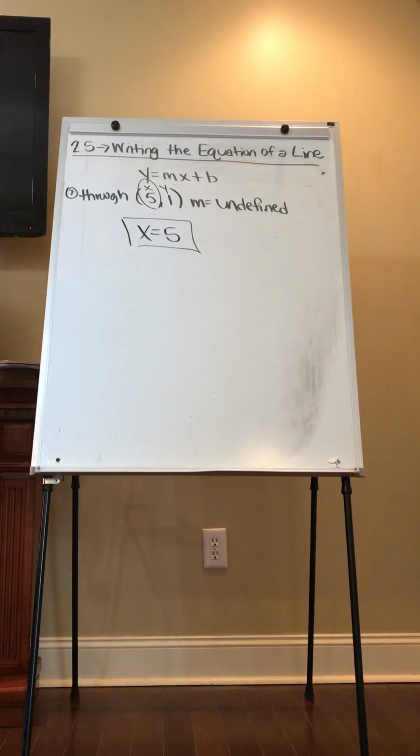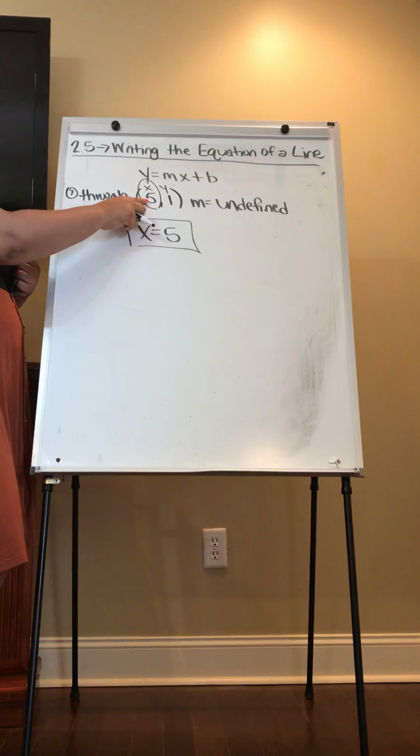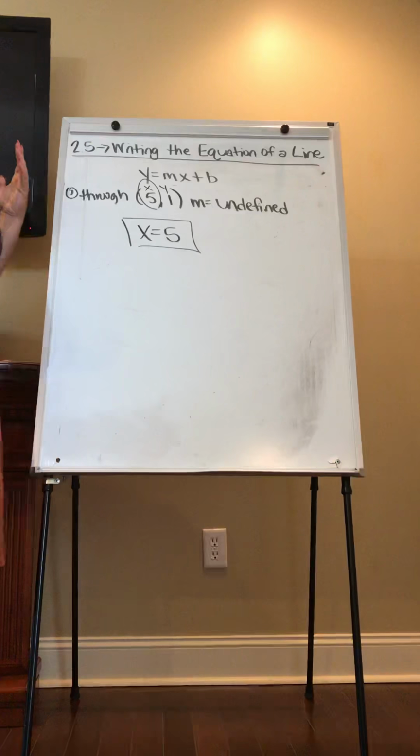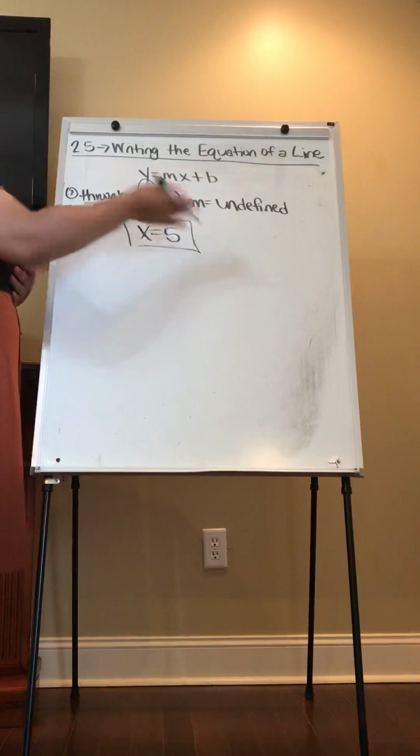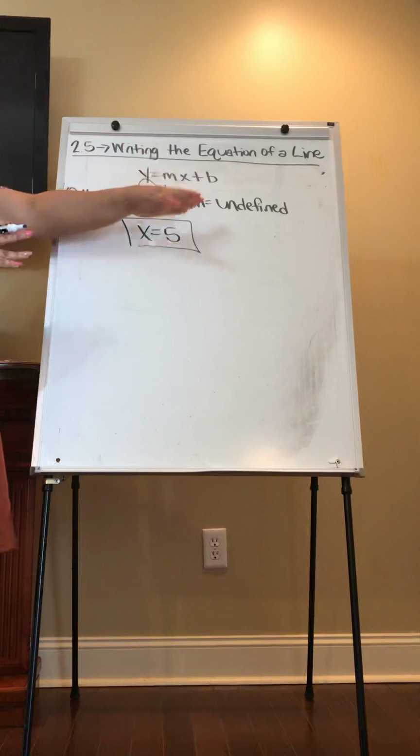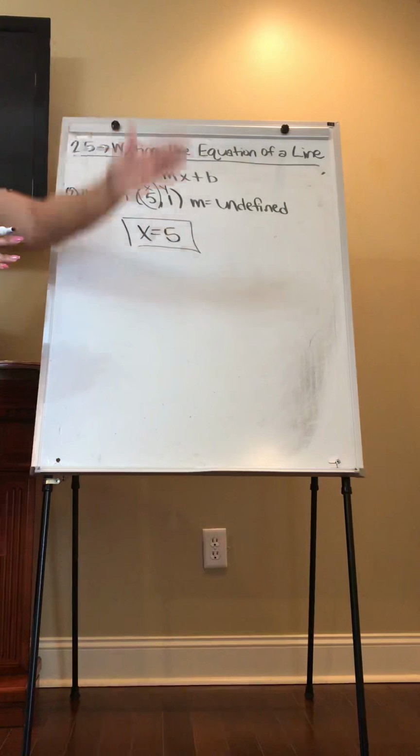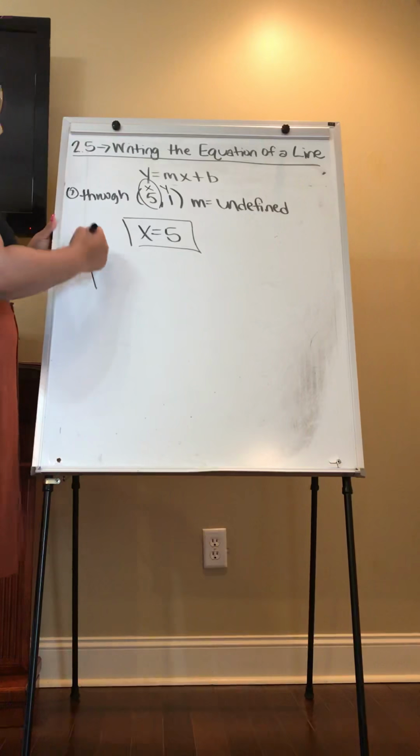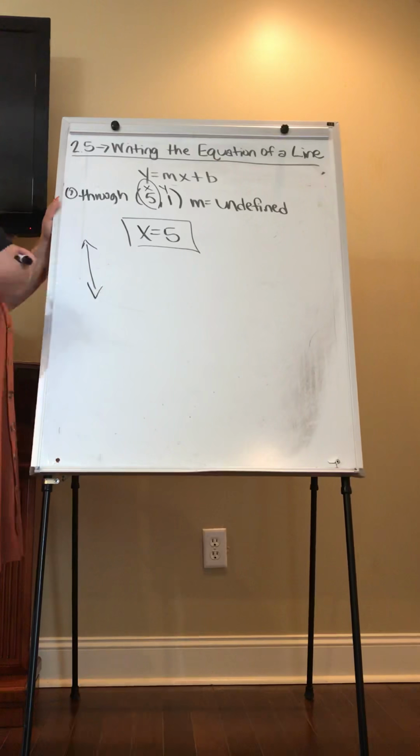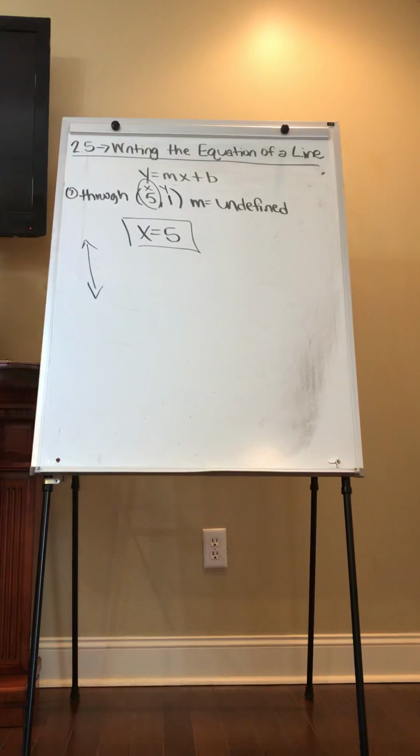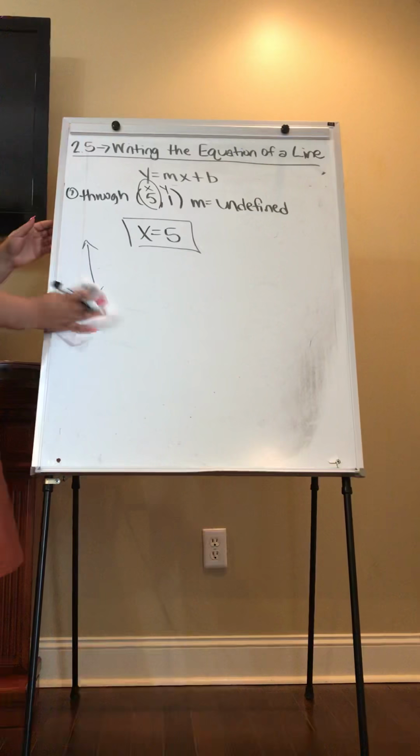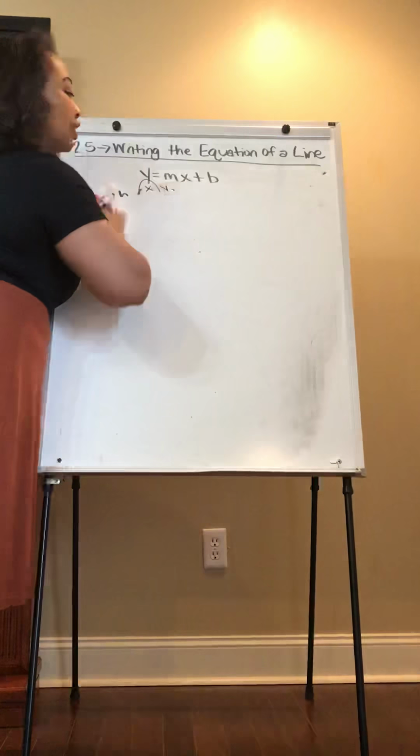Always, if you have undefined, you're going to use the x coordinate. If it was -10 in the x spot, you would have x equals -10. Because an undefined slope means that line is going vertical. Vertical means up and down. So there's really no work. Kind of like something you can memorize.